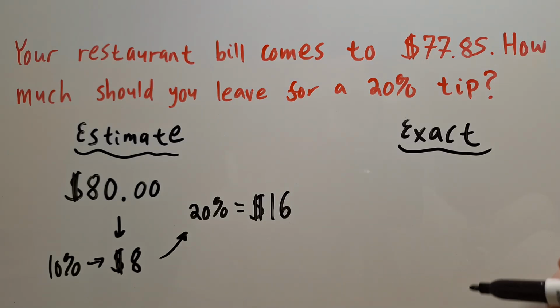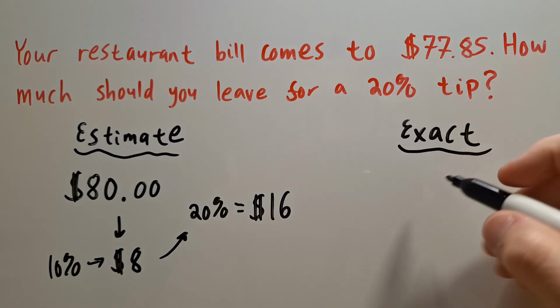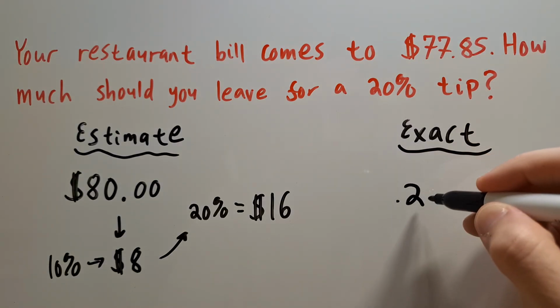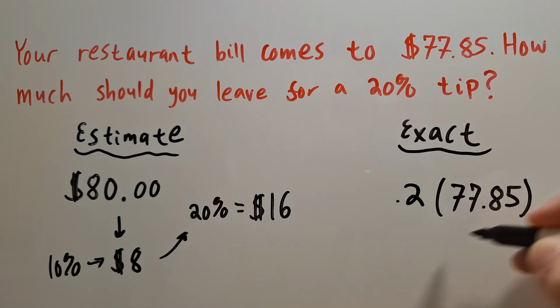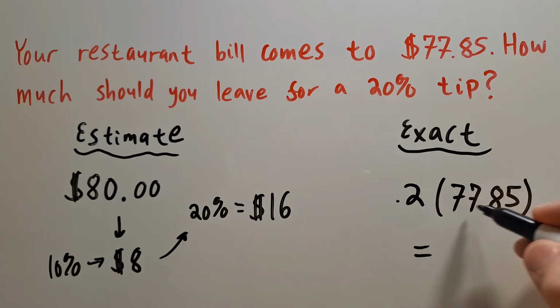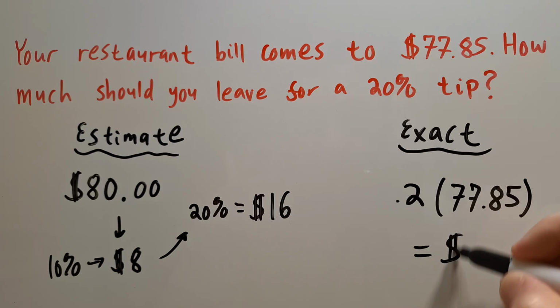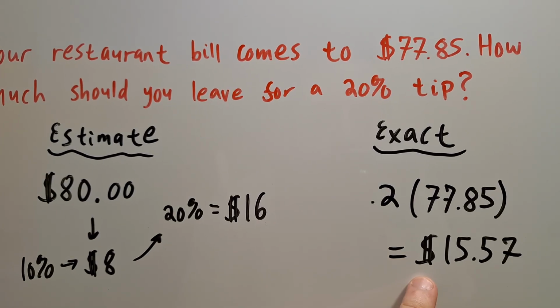So let's calculate this. We're finding 20% of $77.85. One thing you can also do is find 10% of $77.85 and then double that answer. When you calculate this value, you're going to get $15.57. So we're not too far off from our estimate that we made earlier. The exact answer here would be $15.57.